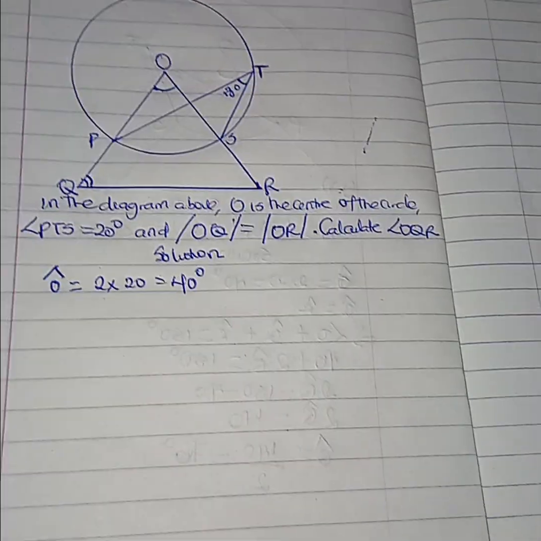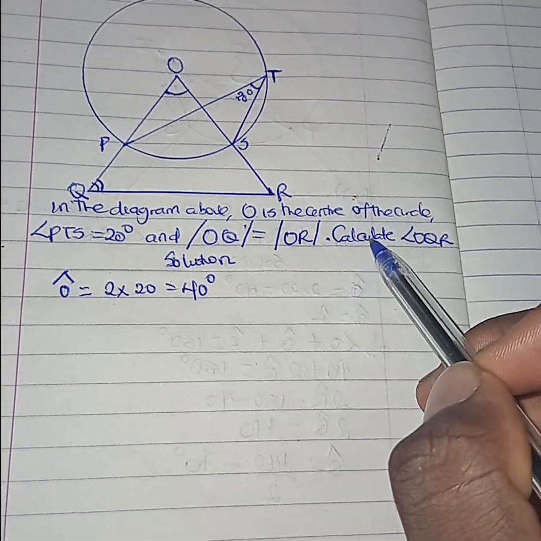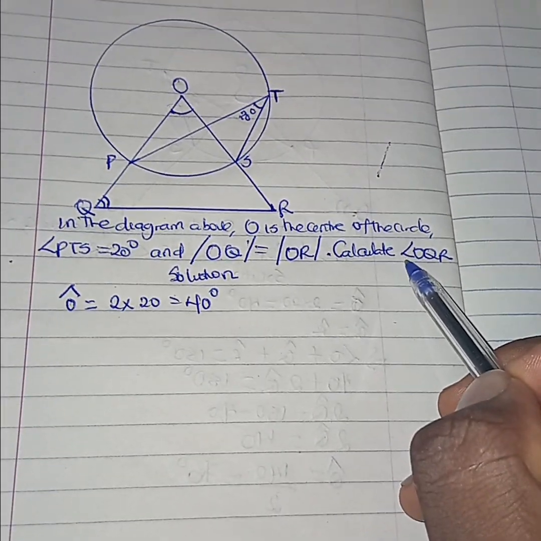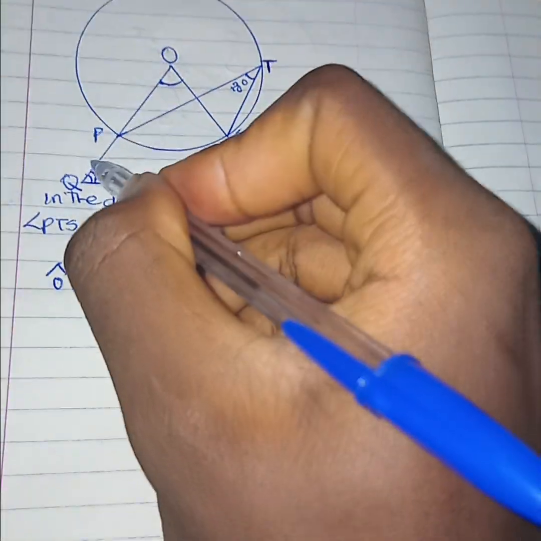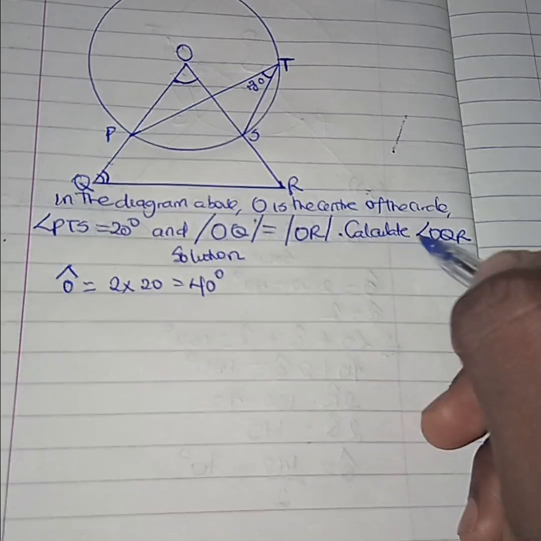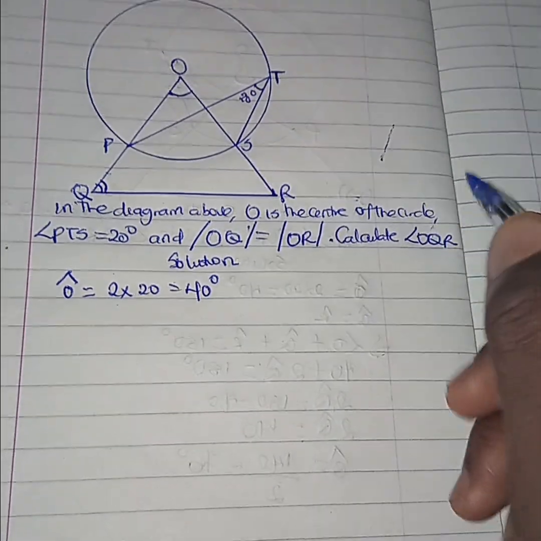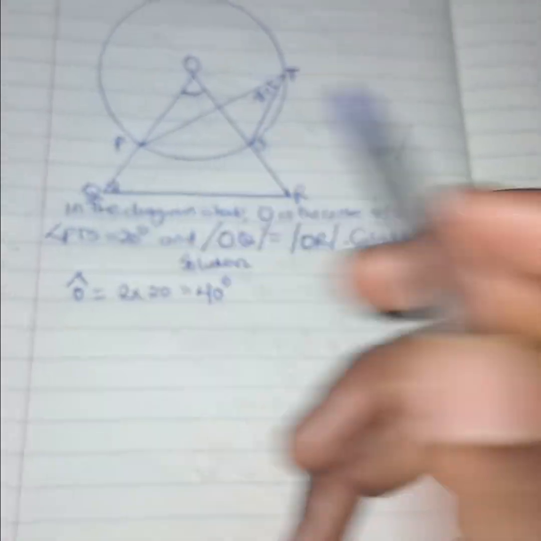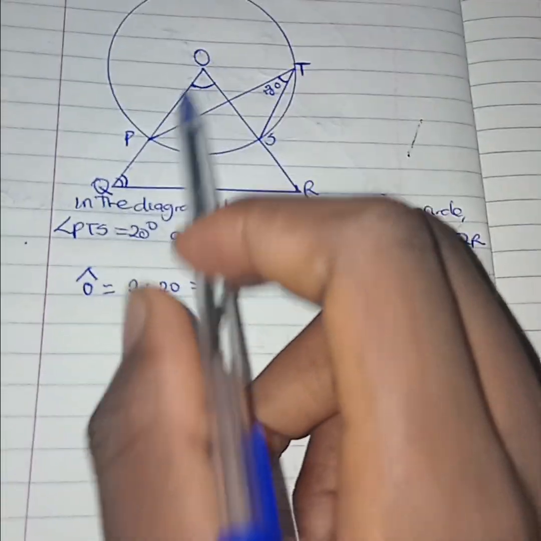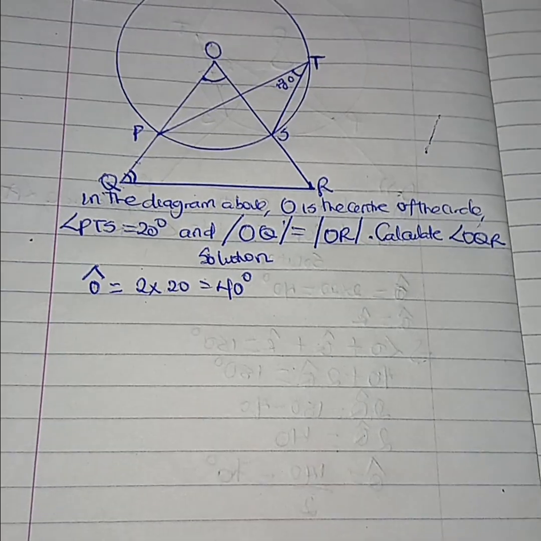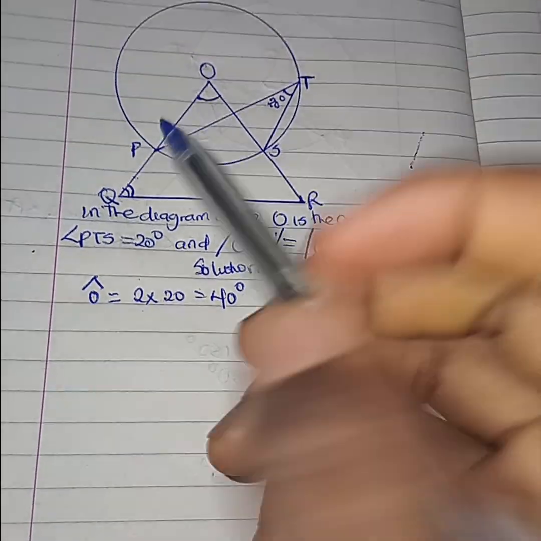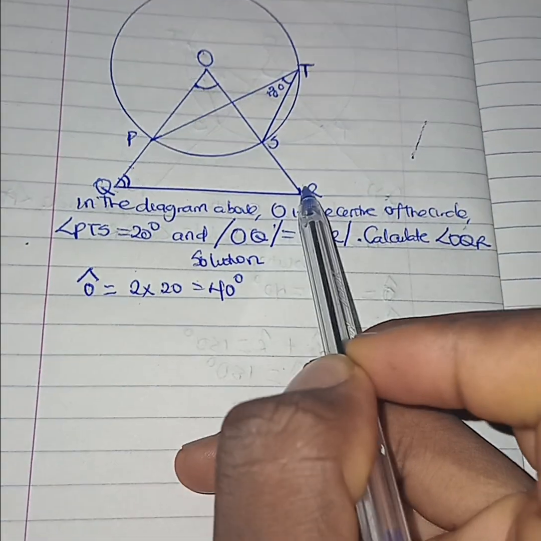Now, we're asked to calculate OQR. Yes, you can see it, OQR. That's the center. Remember, we see this sign like this. It's referring to the angle at the letter at the center, which is this Q. And of course, if we look from here, we can see this is an isosceles triangle, and in an isosceles triangle, the base angles are equal. These two angles are equal.